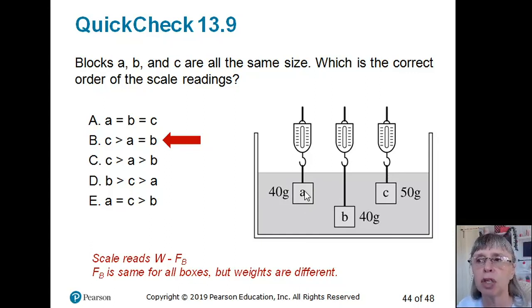Of course, they all have tension upward. So in each case, the tension is going to be equal to the weight minus the buoyant force, because tension plus buoyant force minus weight equals 0. So the scale is going to read the weight minus the buoyant force. Here, these two have the same weights. This one has more weight. In all three cases, the buoyant force is the same. So that means the scale will read more for this one, and the other two will read the same.